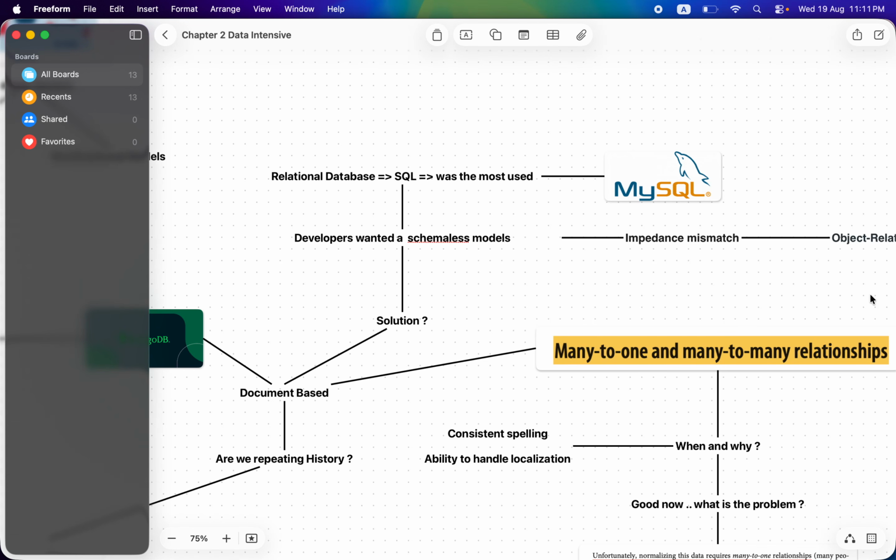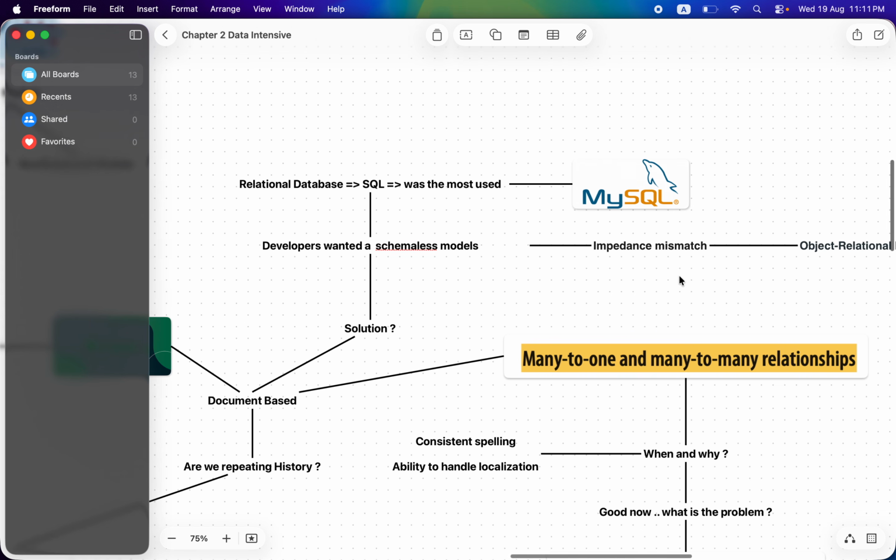Chapter 2: Data Models and Query Languages. The chapter started talking about relational databases, something like MySQL and Postgres, and that's the most widely used data model right now. Then it discussed the criticism that it faced, because developers found it a little bit difficult to handle the differences between the query languages and the object-oriented languages, which is the impedance mismatch.